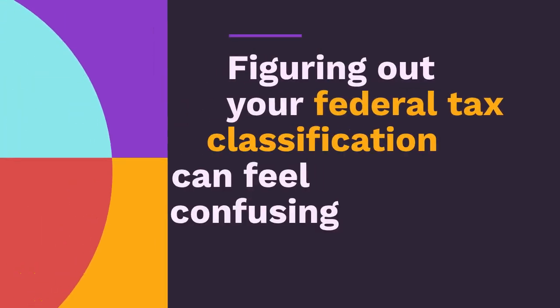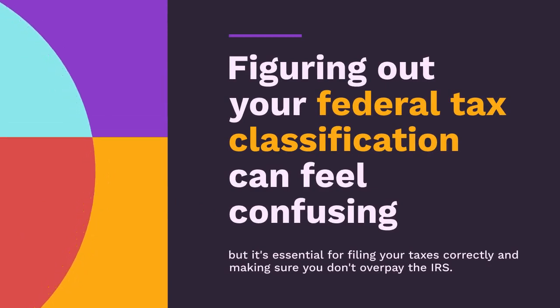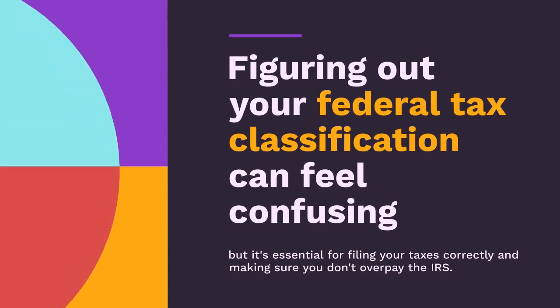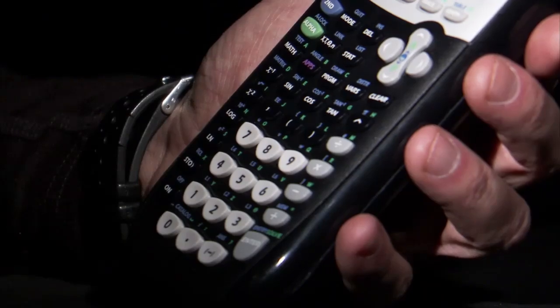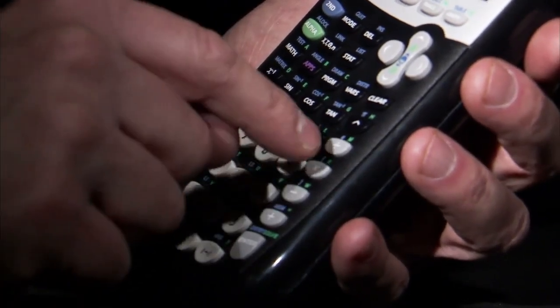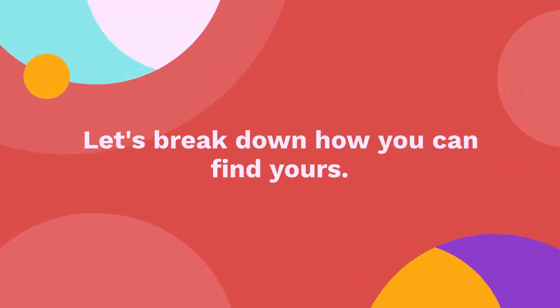Figuring out your federal tax classification can feel confusing, but it's essential for filing your taxes correctly and making sure you don't overpay the IRS. Your classification, whether for you as an individual or for your business, determines your tax rates, the standard deduction you can take, and the forms you need to use. Let's break down how you can find yours.